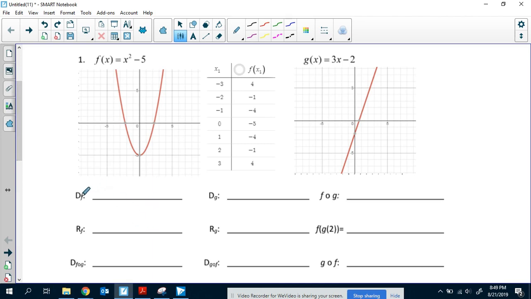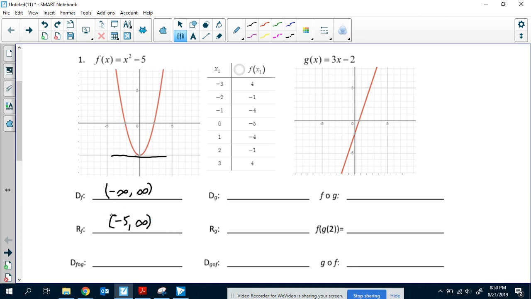So if we take a look at the domain of f, the domain is, as we move from left to right, all of the values that we can substitute in for x. There are no values that we can't substitute in for x. So we get negative infinity to infinity. The range for f are all of the y values that can come out. And if you notice, we can't go any lower than -5. So the range is -5 to infinity. Notice that this is a bracket over here, and that's a parenthesis.